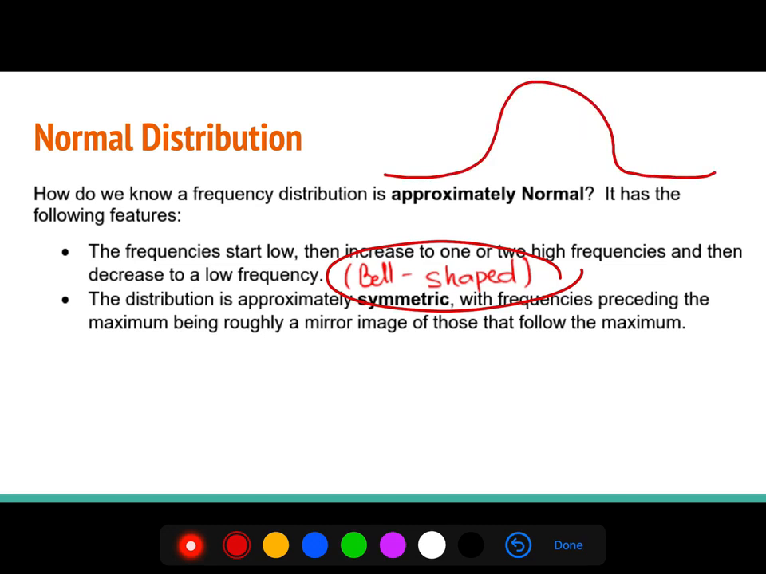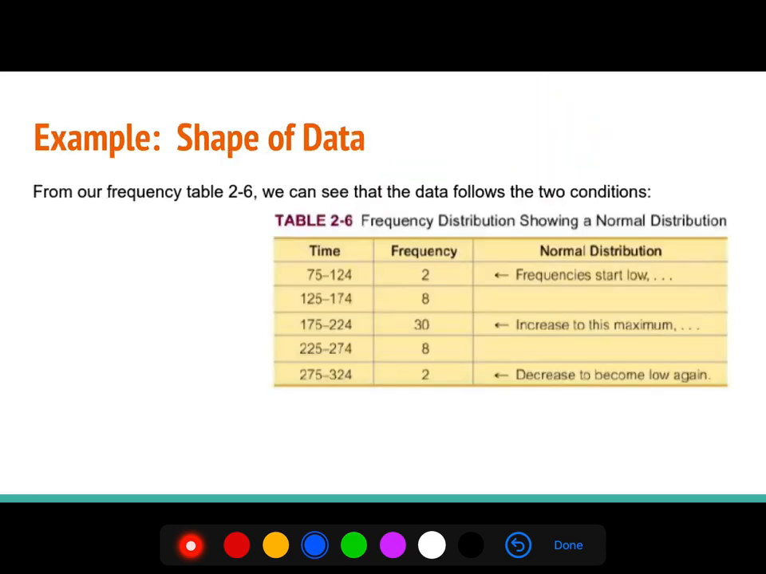So first one, normal distribution. How do we know if something is normal? It's going to have a bell-shaped curve. When I say bell, I'm talking like the bell you ring. So the frequencies start out low, and then they go up high, and then they go back down low again. And it's hard to tell, but it's generally kind of symmetric on both sides.